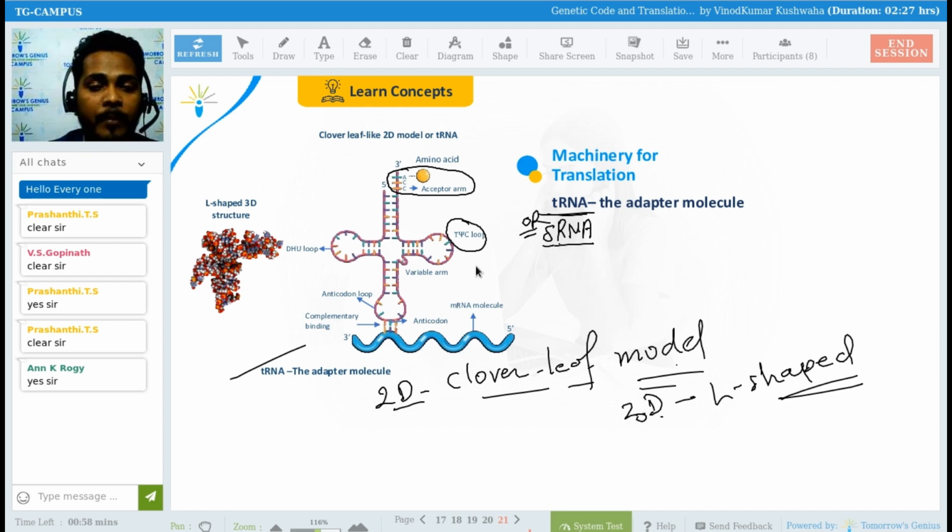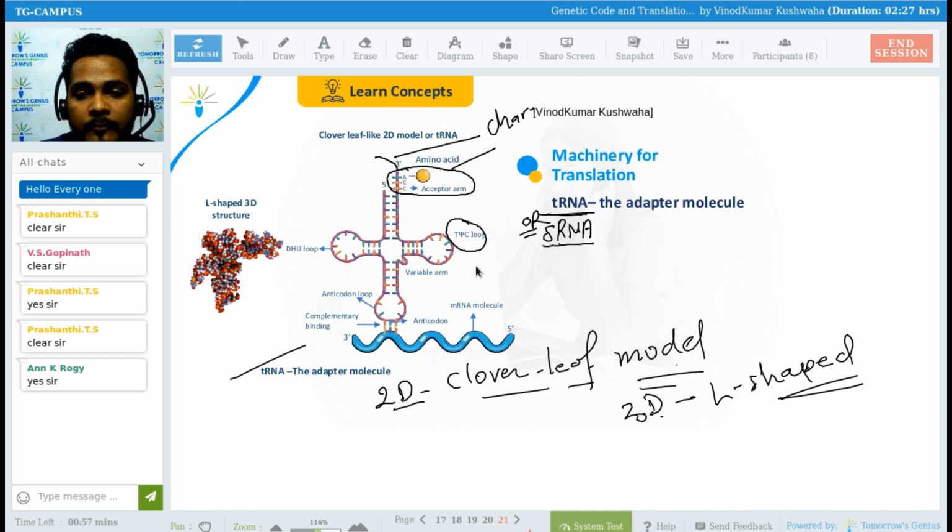That means when it binds, there is charging, right? When it picks up the amino acid, as I told you that tRNA picks up a specific amino acid, the process is called charging, right? So here it is attached at the CCA, and that process is called the charging of tRNA.